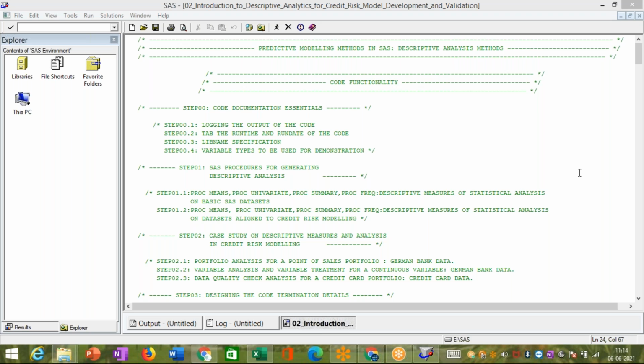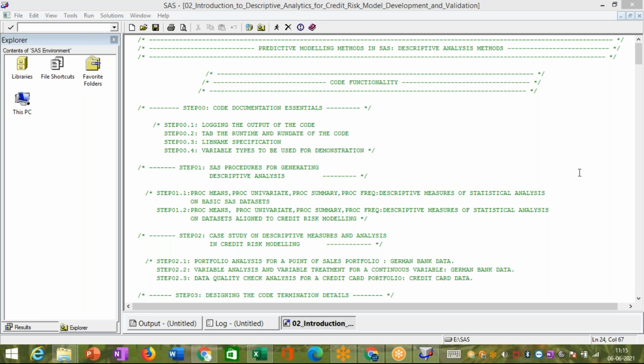What descriptions can I create about a variable by looking into its trend of mean, its trend of variance, and its trend of data and so on? So how do we do that? How do we use these descriptive measures to create best practice analyses of variables? How do we assess the empirical distribution function? That is the part that we wanted to discuss under predictive modeling methods in SAS, descriptive analysis methods.